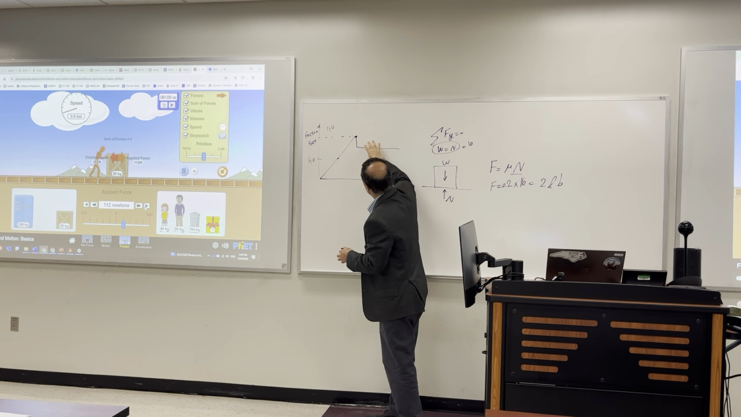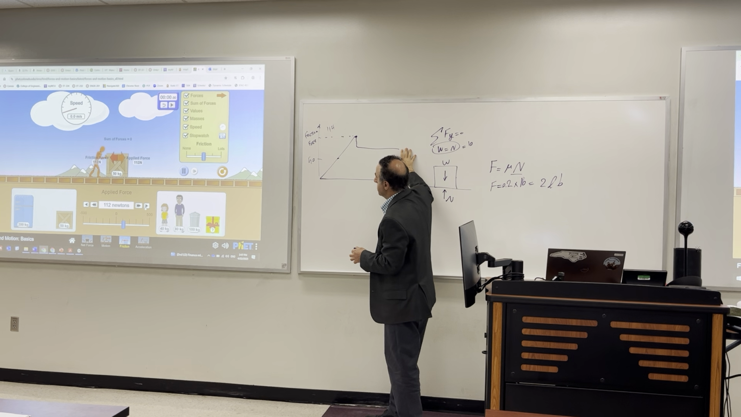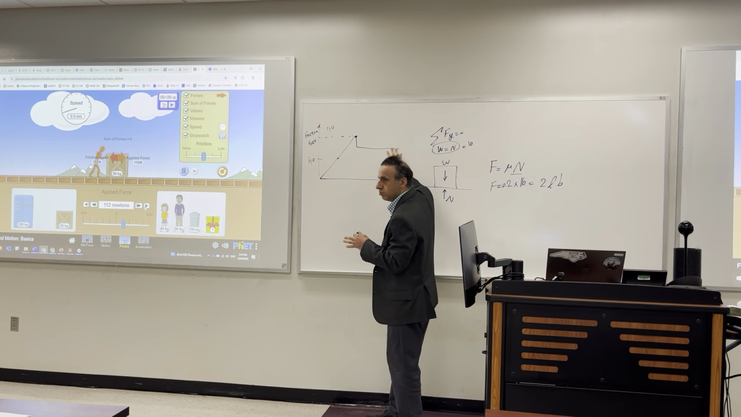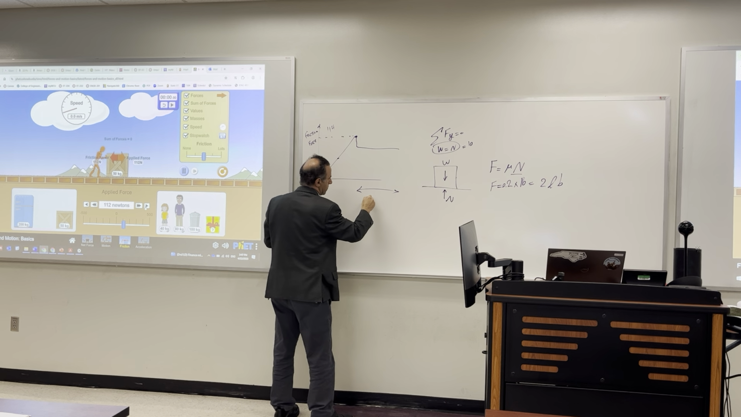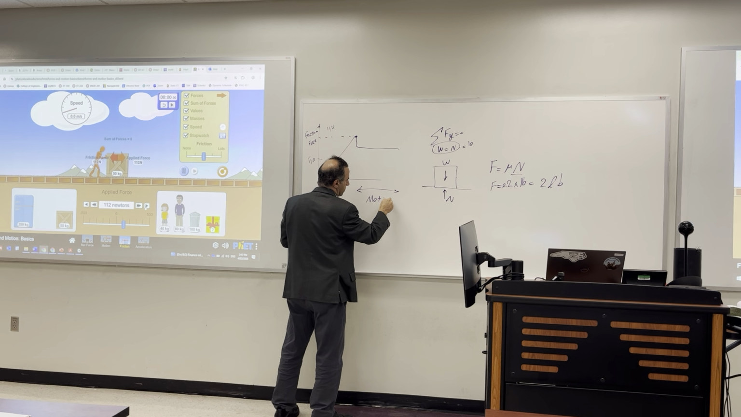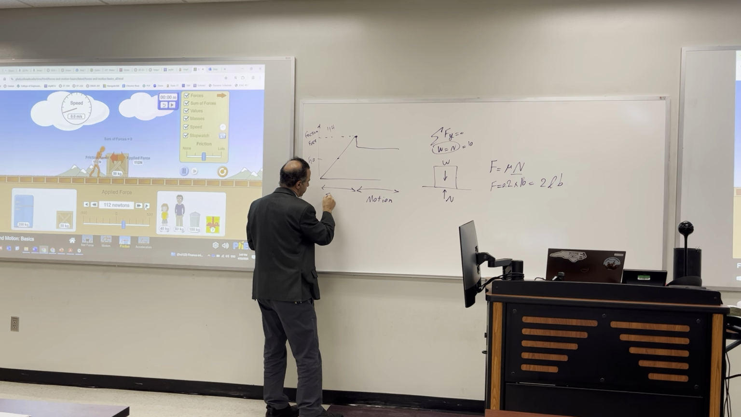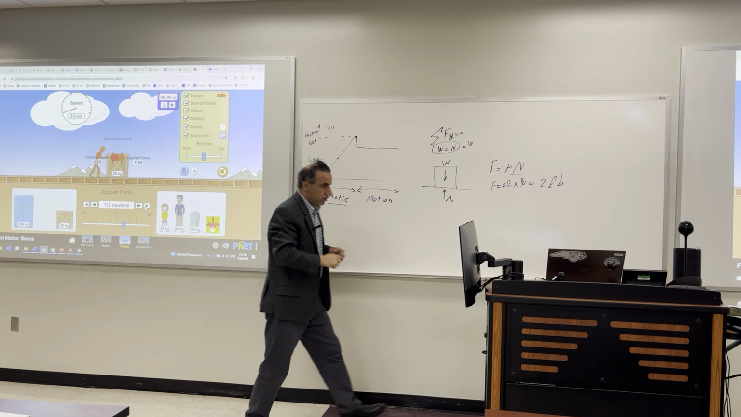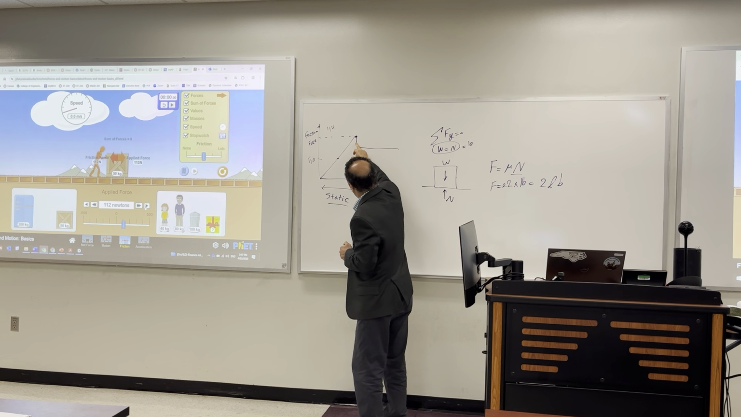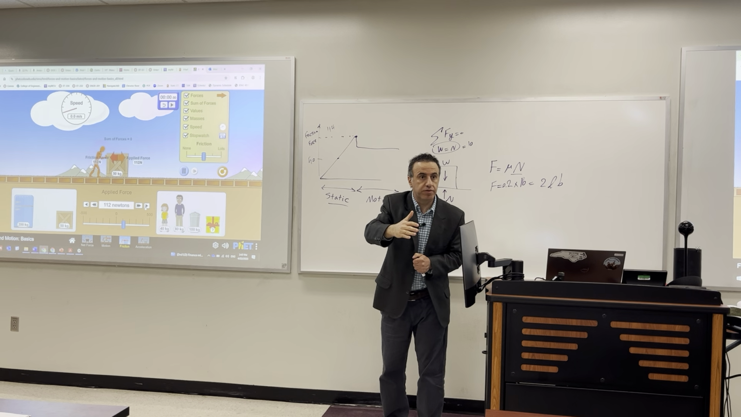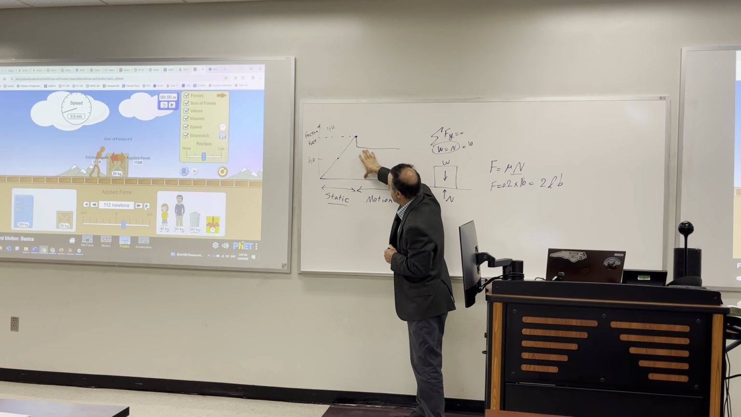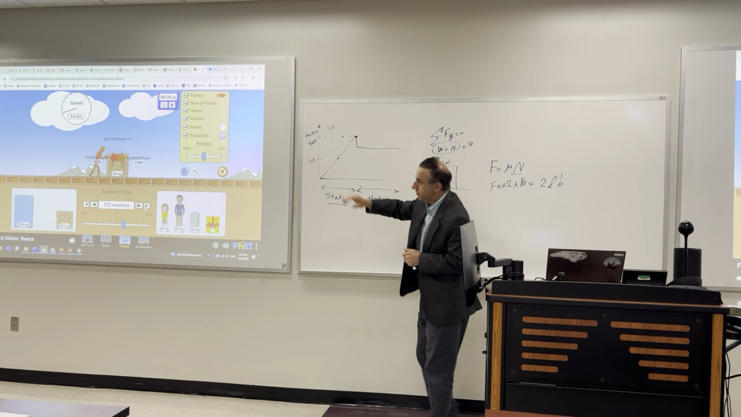Because this is the kinetic mode, kinetic region, motion region, this portion. This is static. Okay? So what happens when you get to this point and it starts moving, the friction force is going to drop. It's going to come to this area, this portion. Let's see what happens.